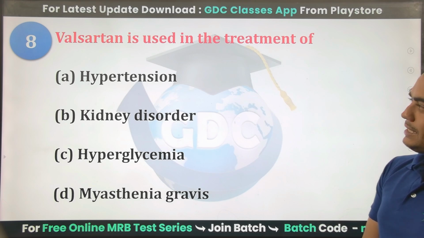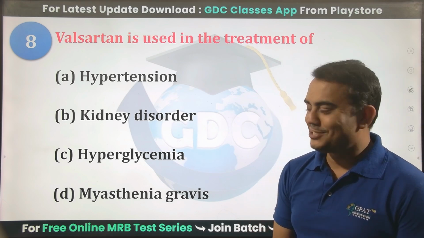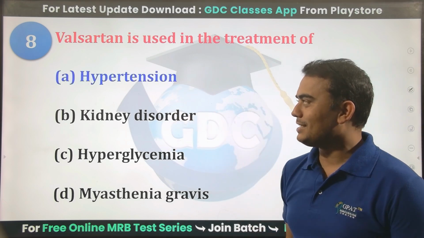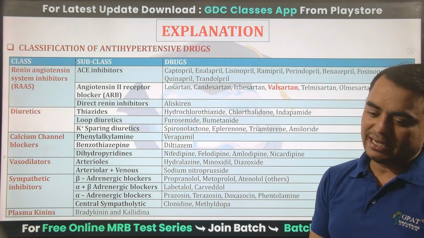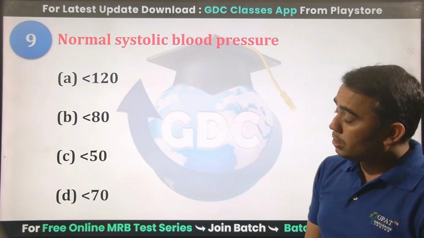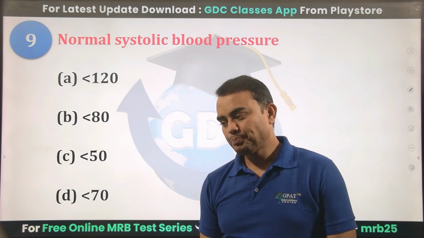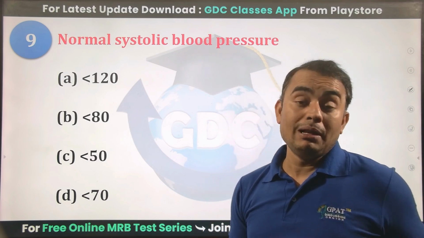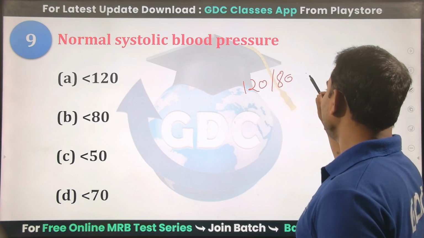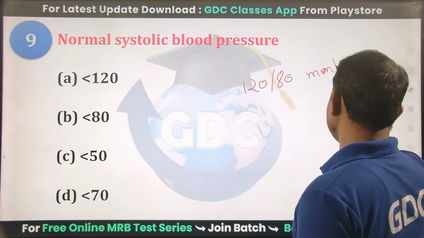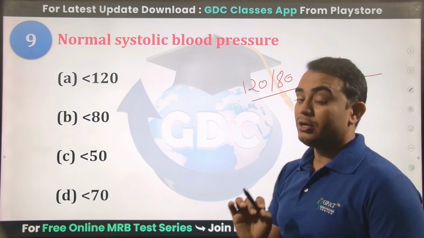Valsartan is used in the treatment of hypertension, angiotensin receptor blocker. Yes, it can be used in hypertension. Already we have gone through the classification of the antihypertensive agents. Normal systolic blood pressure. Actually, what is the normal blood pressure? Then you remember the 120 by 80 mmHg. Yes, it's the normal blood pressure.